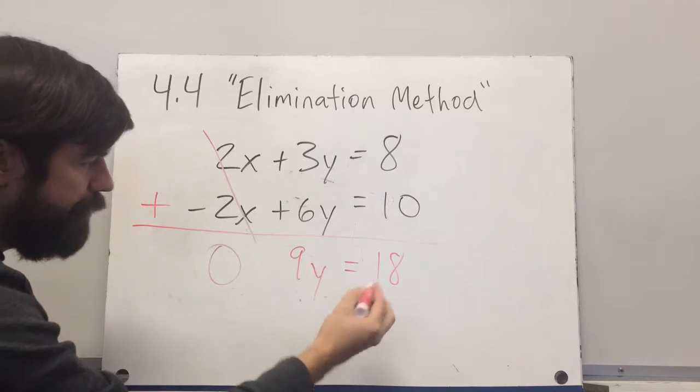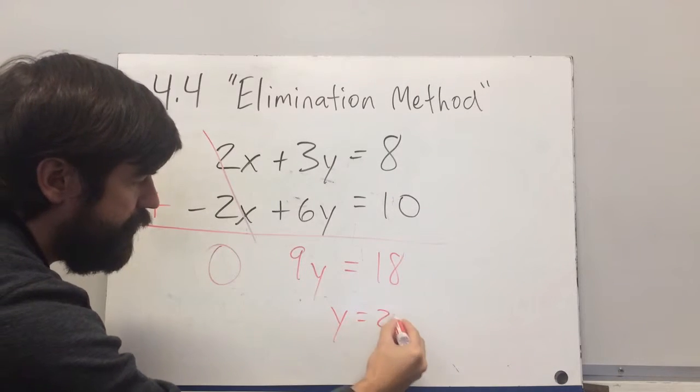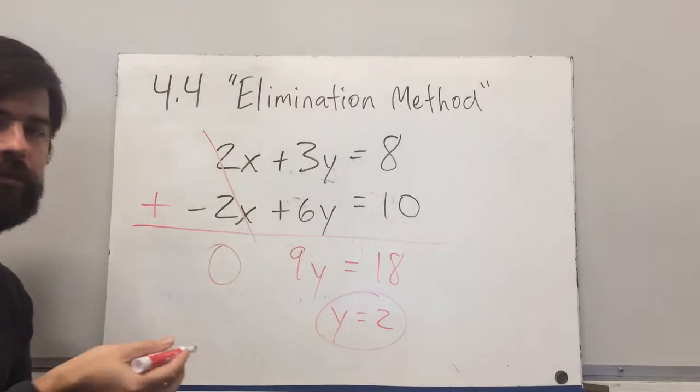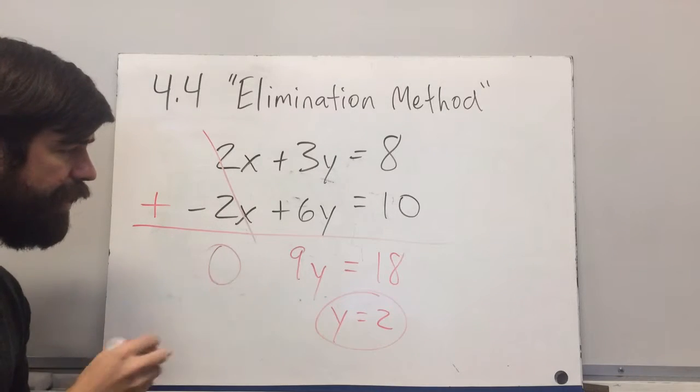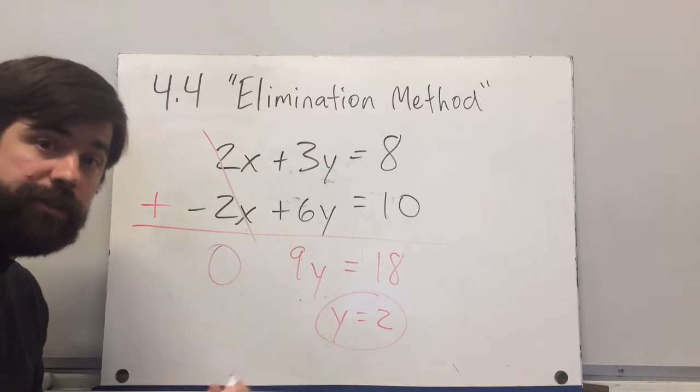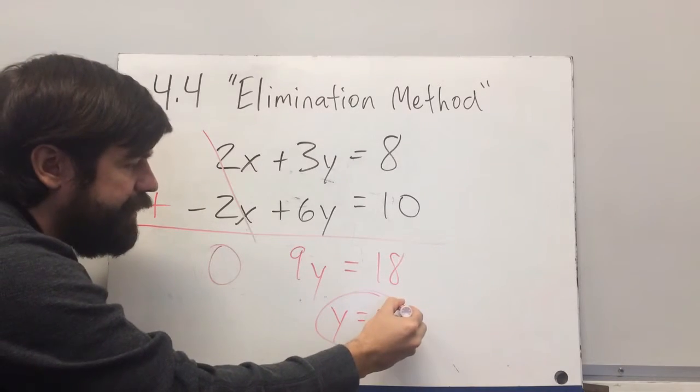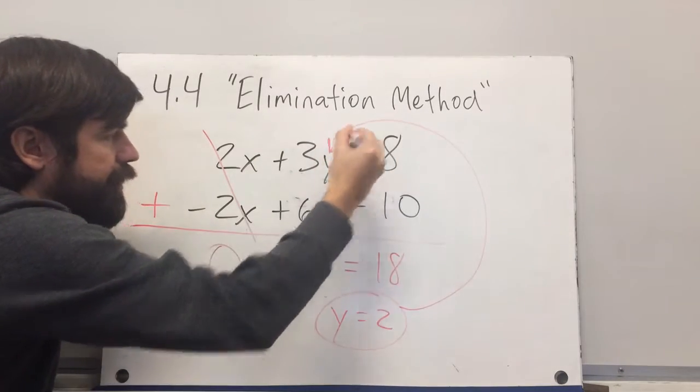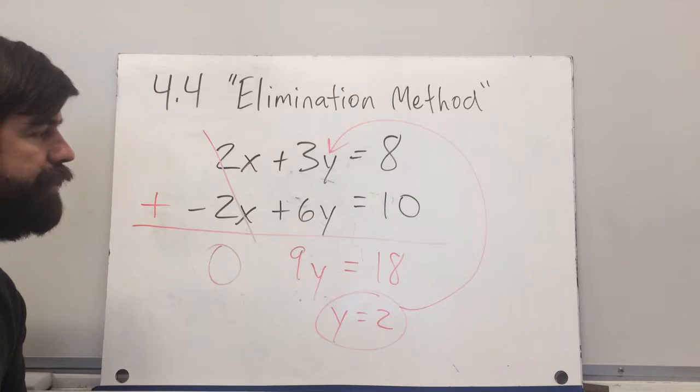So I can just divide by 9, and then y equals 2. All right, I got half my answer right there. Now I still want to use substitution to find the x. So I'm going to take this y and plug it in for y.